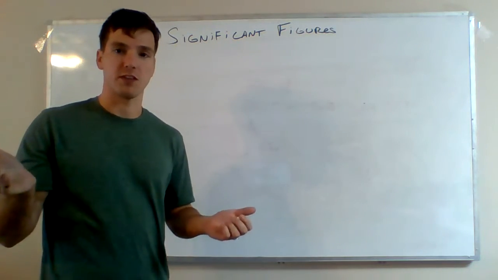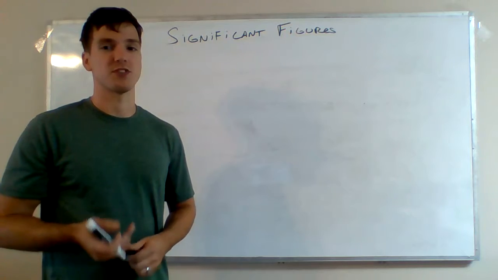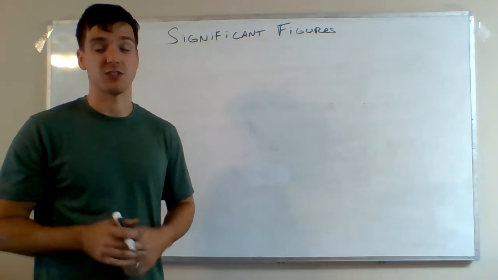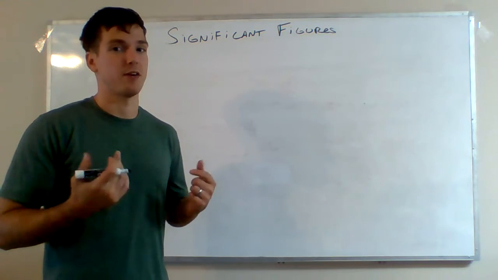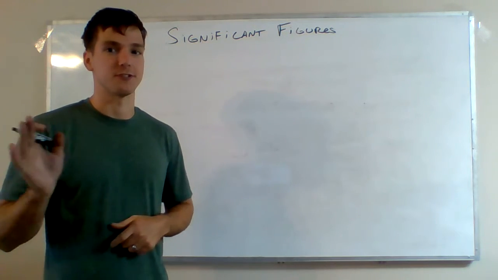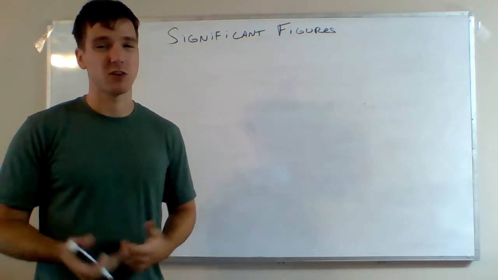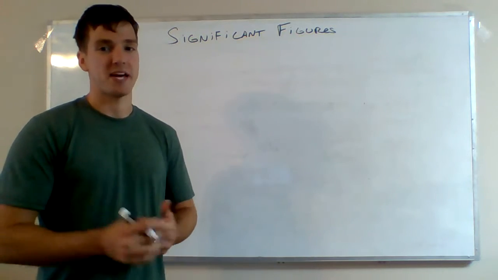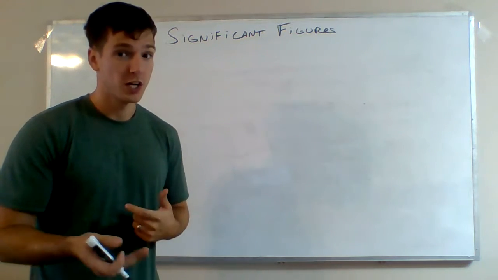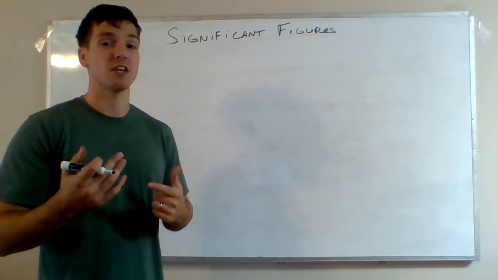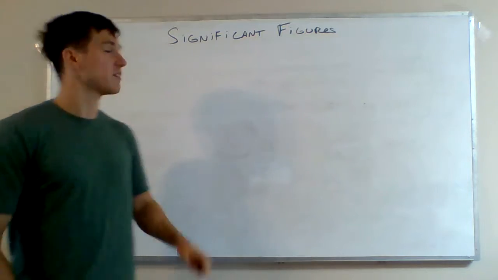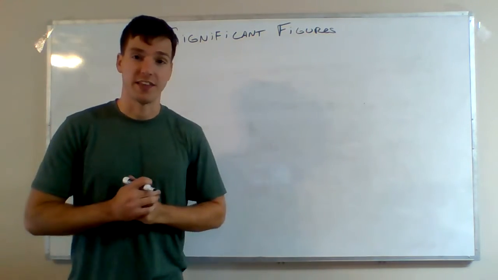So what are significant figures? Significant figures are just numbers that matter in our end answer. In your final answer, you don't want to have unnecessary digits. You don't want to have an answer like 0.2000000000. You only want to include the numbers that matter, okay? You don't want to overstate your numbers, and you don't want to understate them, right? You don't want to be over-specific, and you don't want to be under-specific. So significant figures help us figure that out.